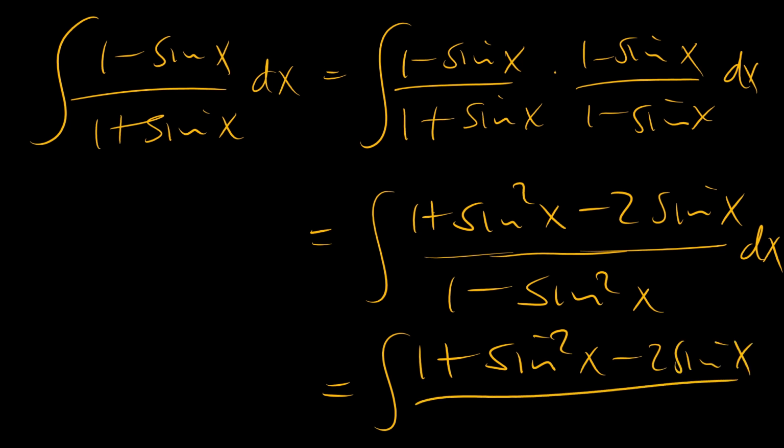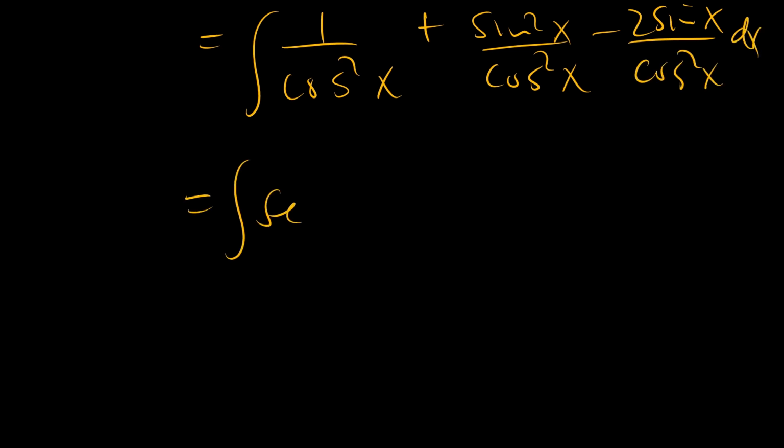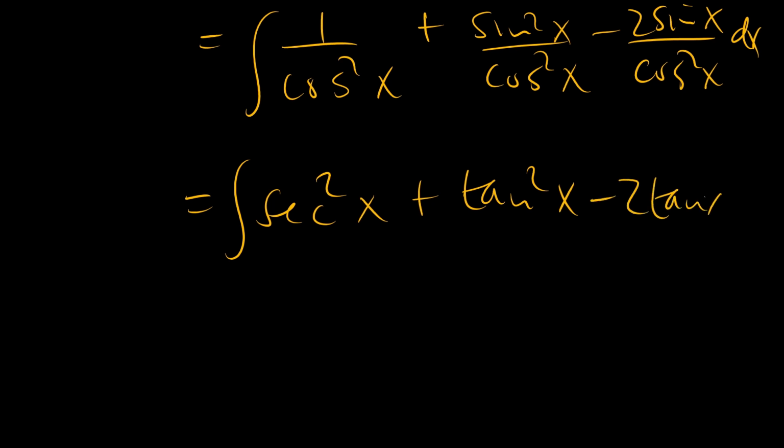We have cosine squared x. So our problem now is 1 over cosine squared x plus sine squared x over cosine squared x minus 2 sine x over cosine squared x, which is the same as the integral of secant squared x plus tangent squared x minus 2 tan x sec x.